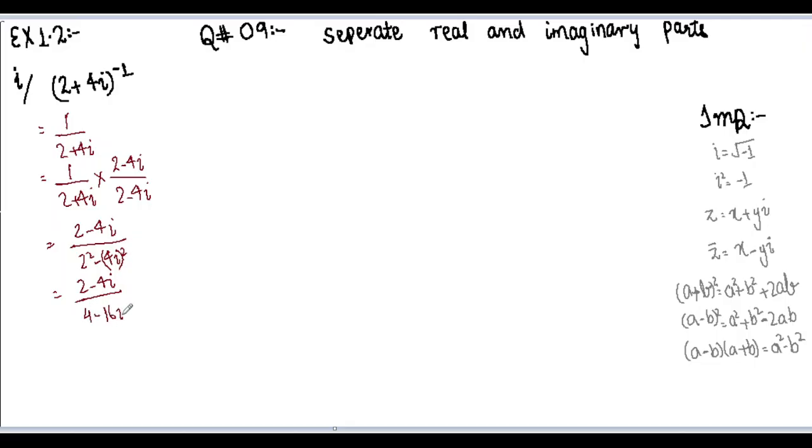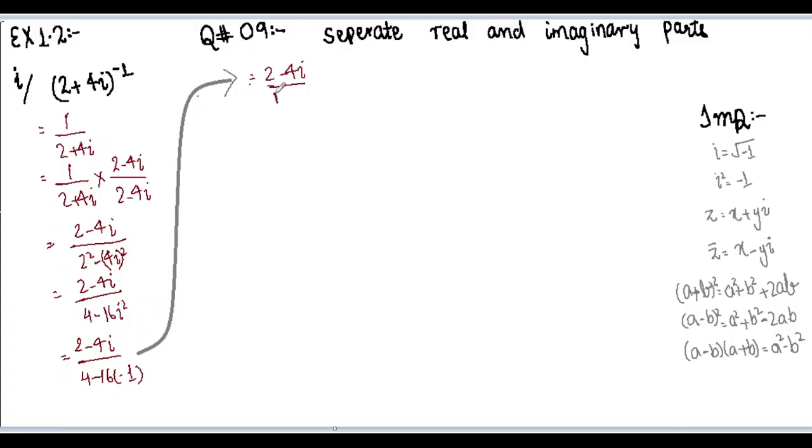We all know that i equals square root of minus 1, and when we take square on both sides we get i square equals minus 1. So we are going to use this value for i square over here, and we get (2 minus 4i) whole divided by 4 minus 16 into minus 1. Now the next step is equals (2 minus 4i) whole divided by 4 plus 16.